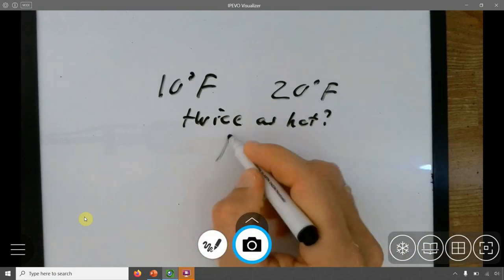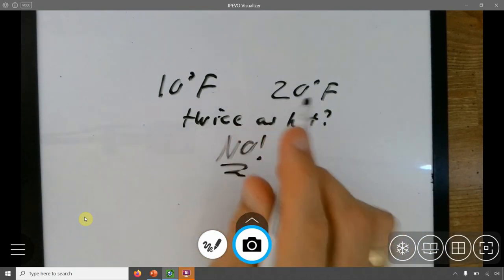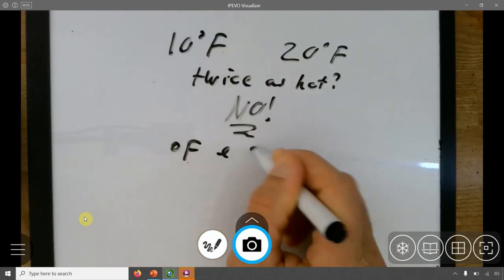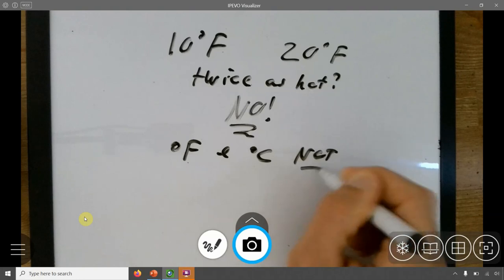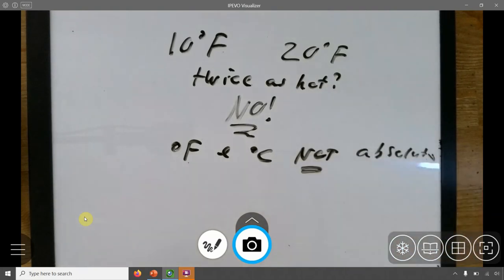The answer is no. It's not an absolute temperature. Fahrenheit and Celsius, F and C, are not absolute. So I can't do that. But Kelvin is. Kelvin definitely is.